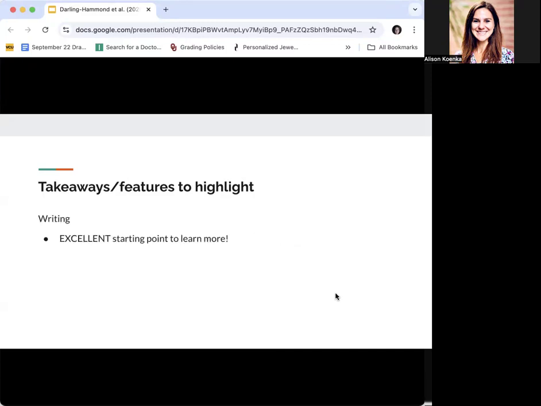Almost finished, I promise. Related to writing, a few things that I want you to take away is that an article like this one is such a fantastic starting point to learn more. So let's say something caught your eye that might be particularly relevant to the development of your research interests, or there's a specific literature that they talked about in this article that particularly piqued your interest or excited you. This kind of a review article is such an excellent starting place.